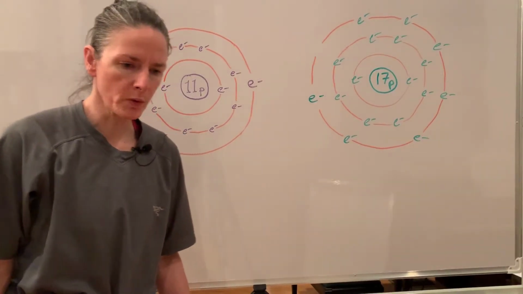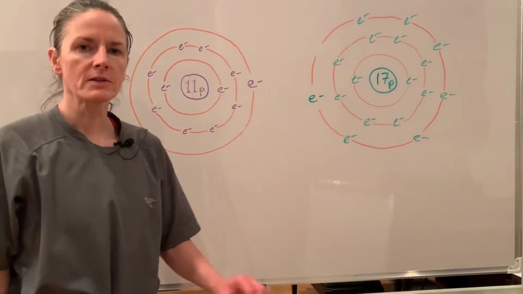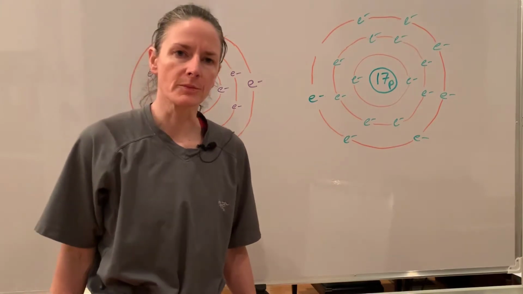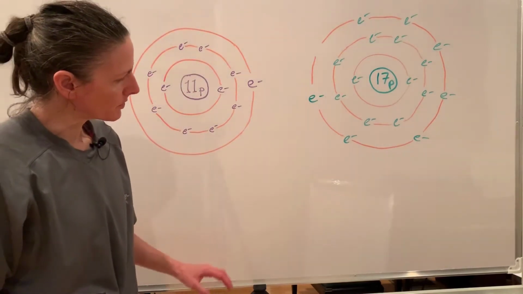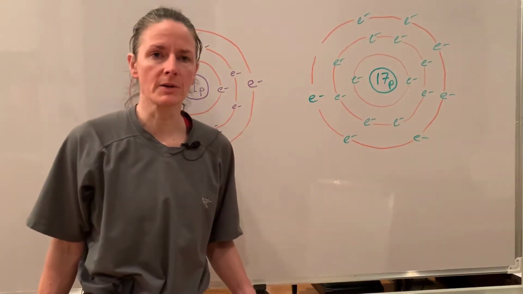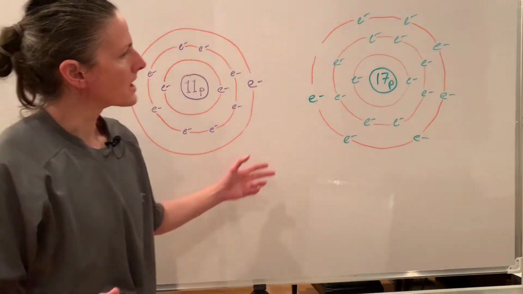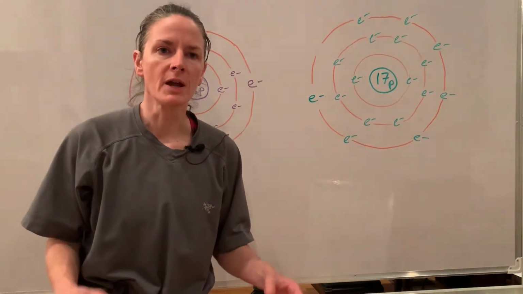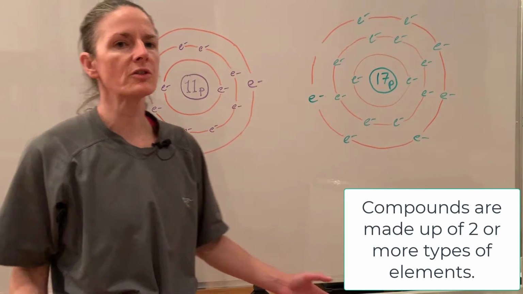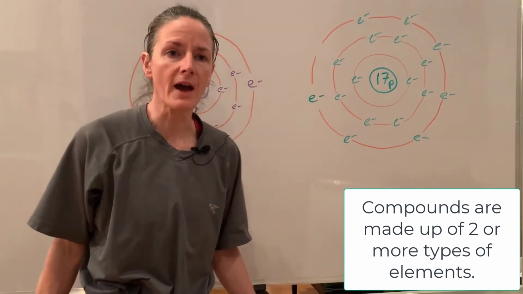Now that we've had our whirlwind tour of the periodic table, let's look at different types of bonds that atoms can make. So the first type that we're going to talk about is called an ionic bond. And ionic bonded atoms can form something called a compound. And a compound is a substance that is made up of two or more types of atoms.